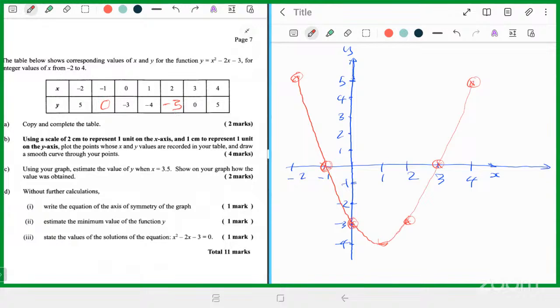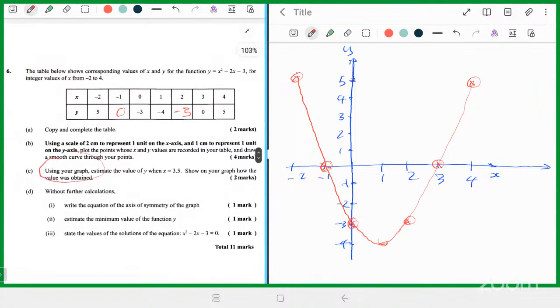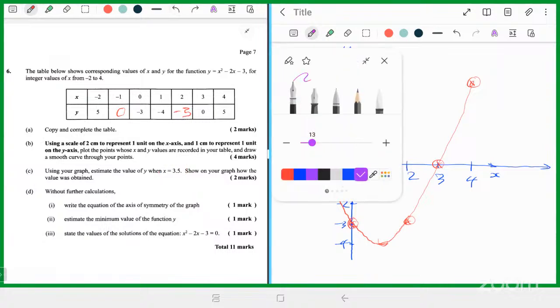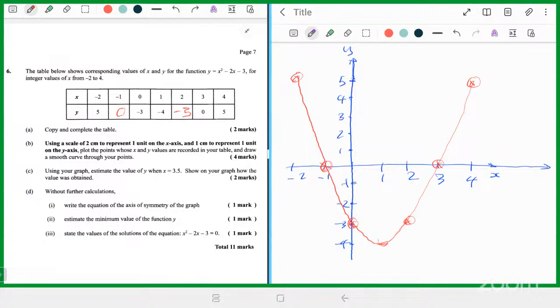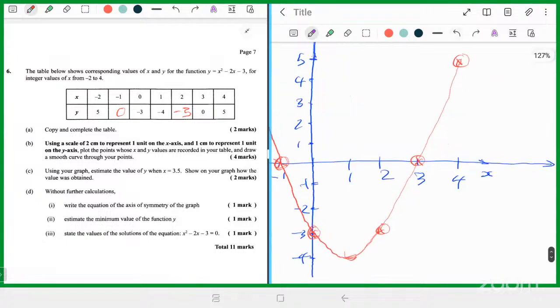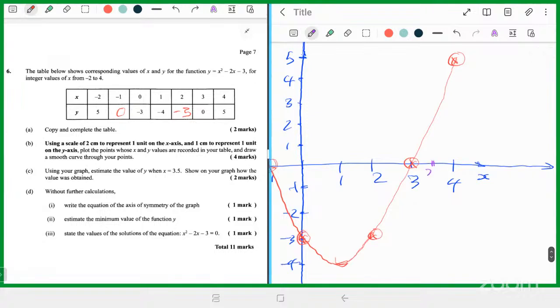But you have to do it on graph paper. All right, the next part says, using your graph, estimate the value of y when x is 3.5. It says show on your graph how you would obtain it. So when x equals 3.5, all you need to do is find 3.5 on the x-axis and see what the y value is. 3.5 is right between the 3 and the 4, so right here's 3.5. Come up on the graph and read across. Looks like 2 point something.